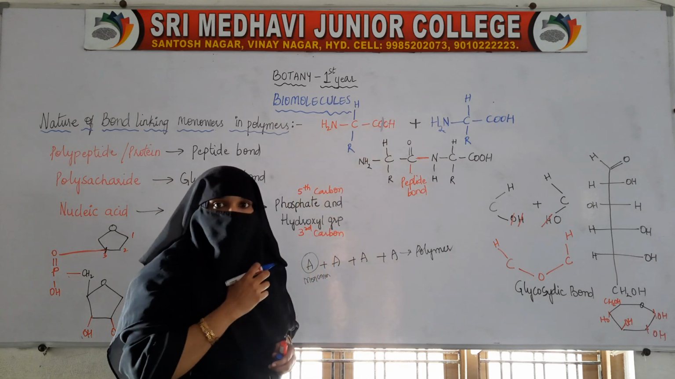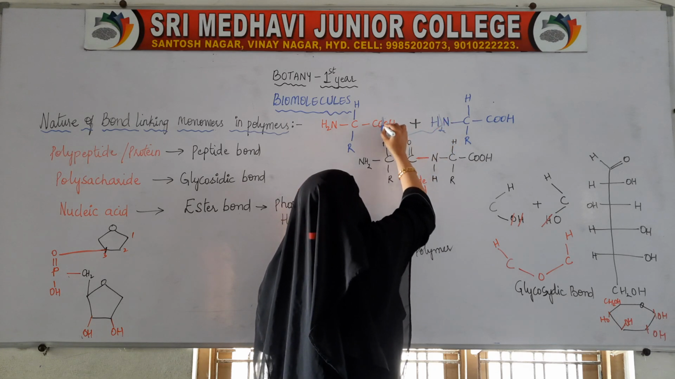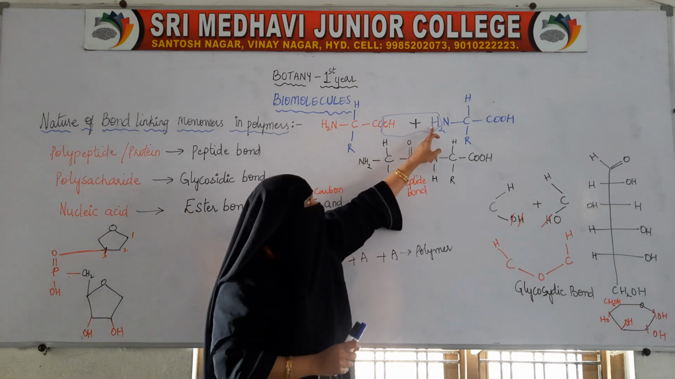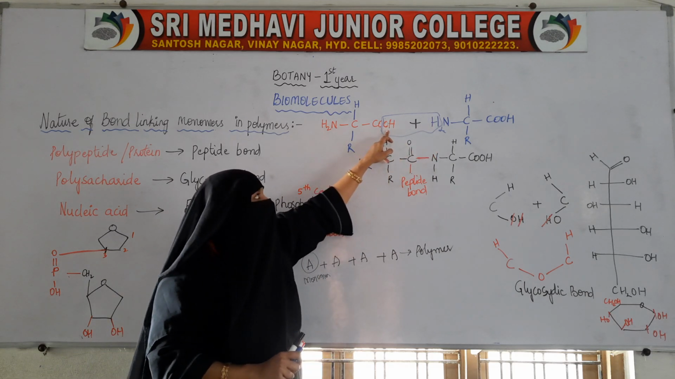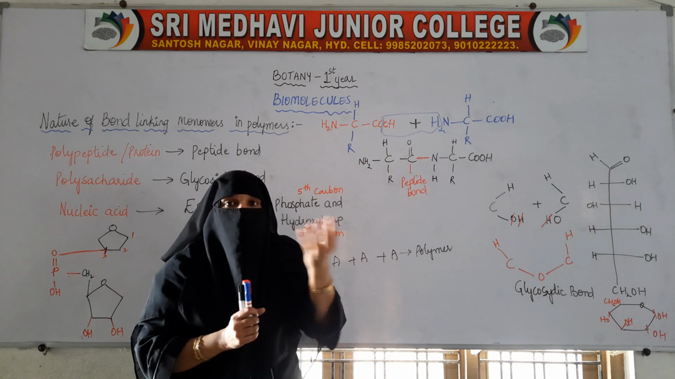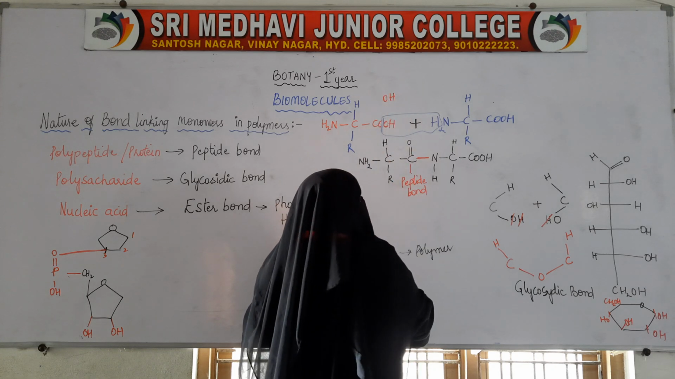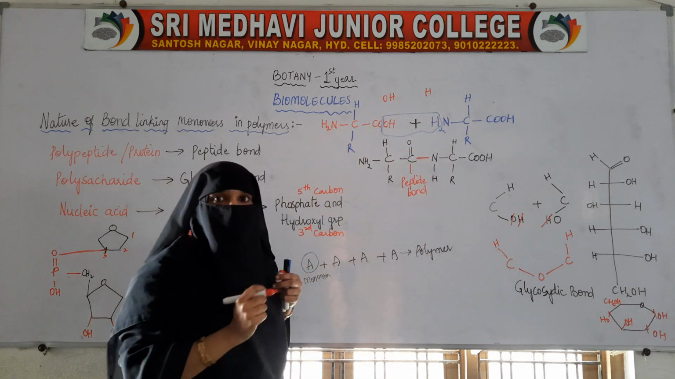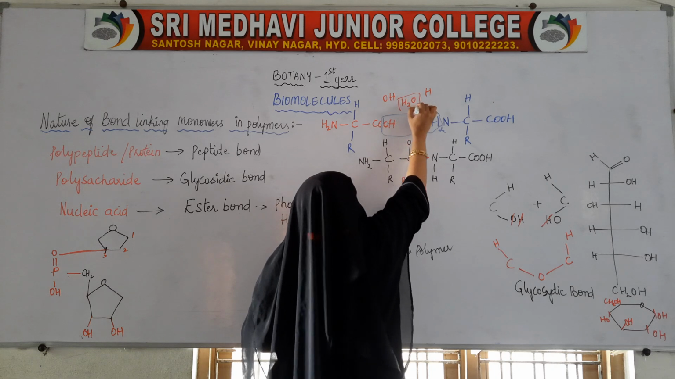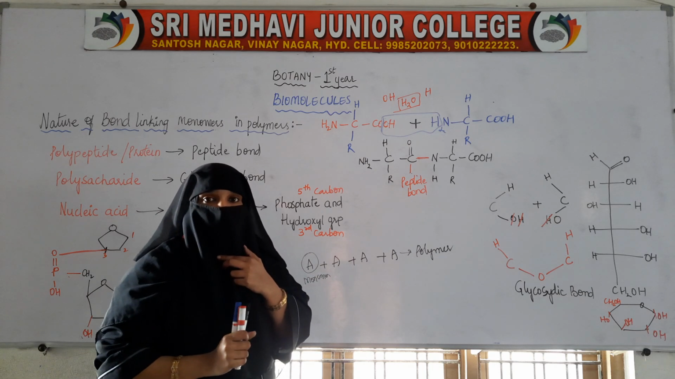When they join, an OH from this carboxyl group and an H, one hydrogen from the amino group, are removed in the form of a water molecule. So here what is happening? Oxygen is coming out, hydrogen is coming out, and here one hydrogen is coming out. So how many hydrogens are there? 2 hydrogens and 1 oxygen. So it makes H2O. A water molecule is removed.